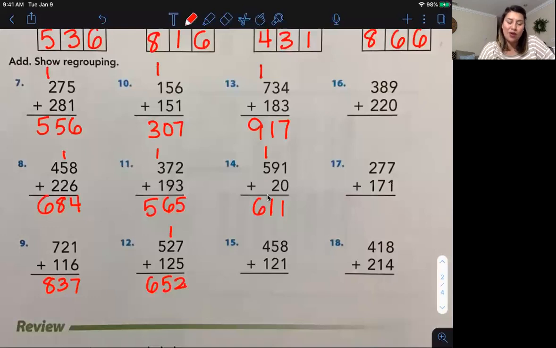8 plus 1 more, 9. 5 plus 2. Let me see, Mickey. You know what 5 plus 2 is? Of course you do. 7. And 4 plus 1? Mick? 5. All right, say the answer together, friends.